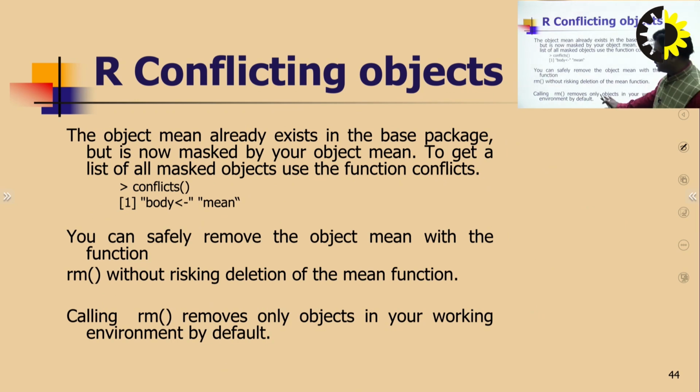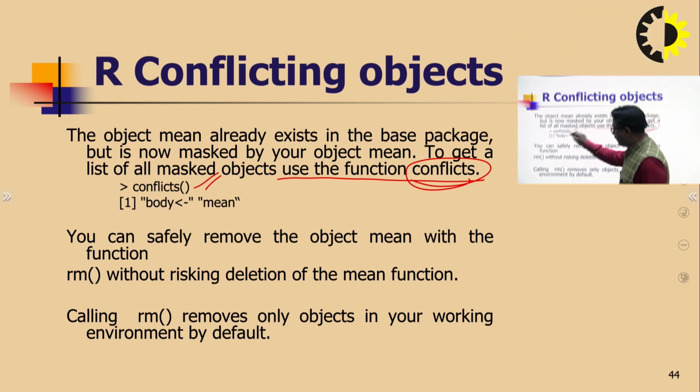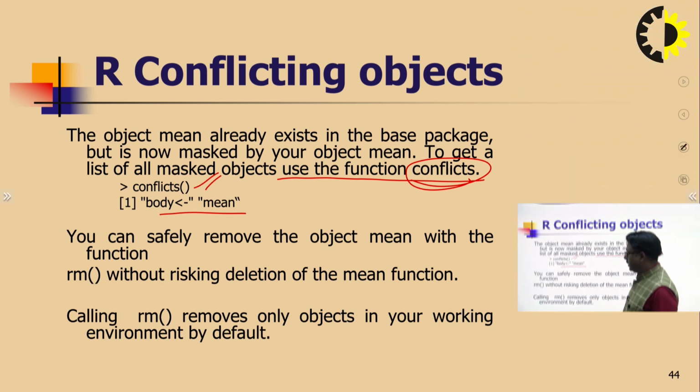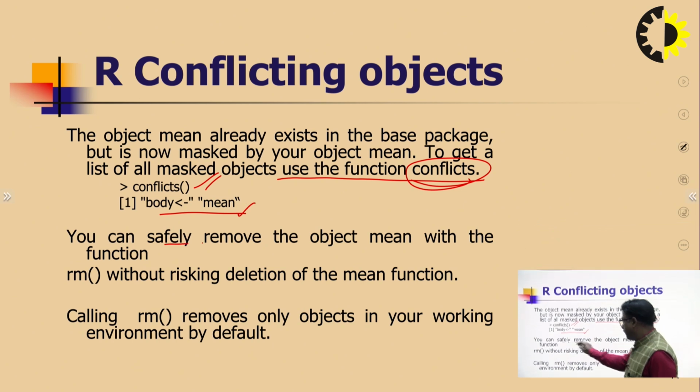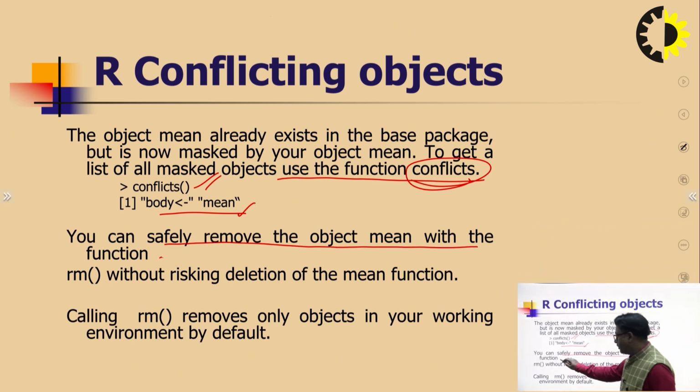Now this is an example of conflicts. The object mean already exists in the base package but is now masked by your object mean. To get a list of all masked objects, use the function conflicts. And now when we call this function, it will show .GlobalEnv and base for mean. You can safely remove the object mean with the function rm.